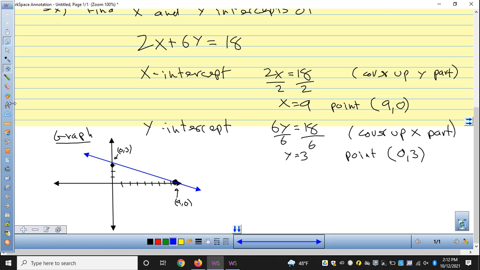Whoops, that was a bad alignment there. There we go, that's better. And there's a graph of that line. I don't need to find the slope. I found the y-intercept, but I also found the x-intercept. That gives me 2 points on the line. I can connect those, and I have my graph.